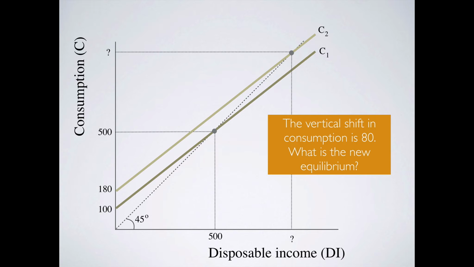It means that if there's a vertical shift in it, that's going to translate into a much larger change. See, the vertical shift here is 80, but look at this, the equilibrium value is much higher than that. So your question is, well, what's the new equilibrium? How do we figure that out?